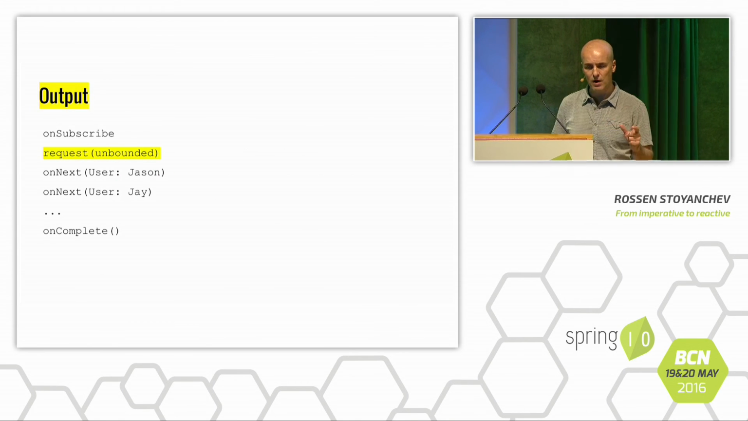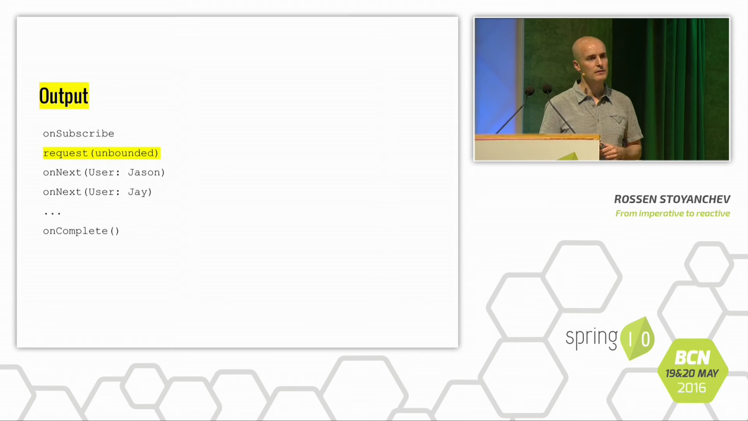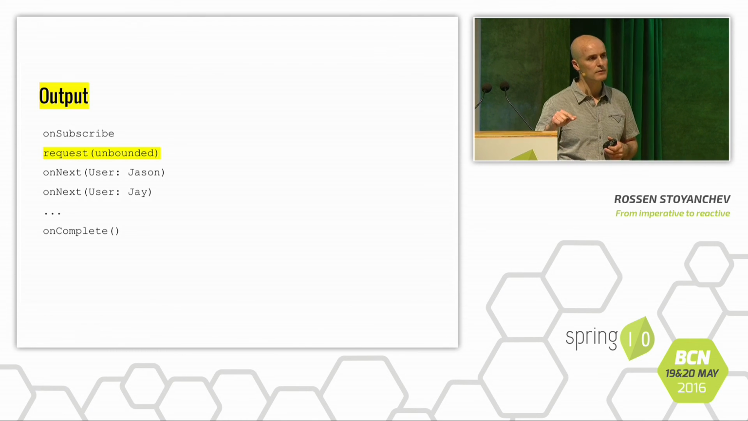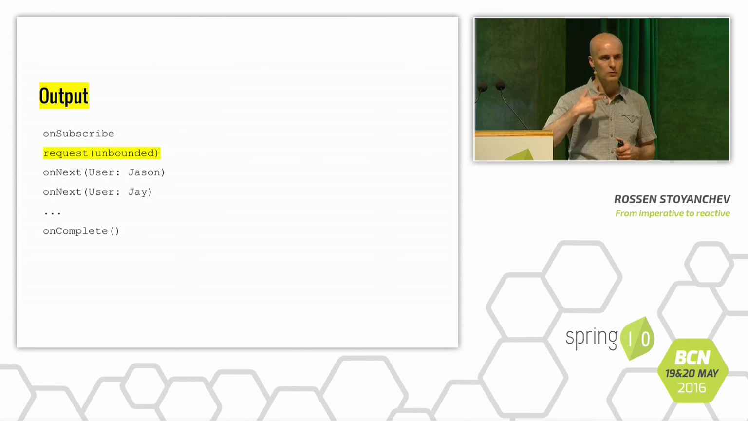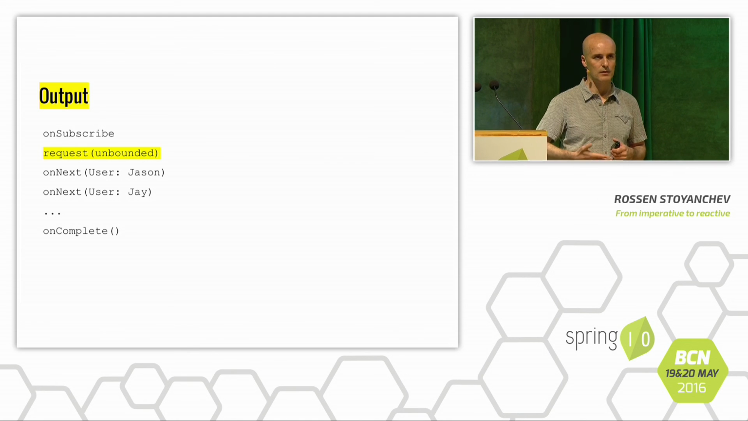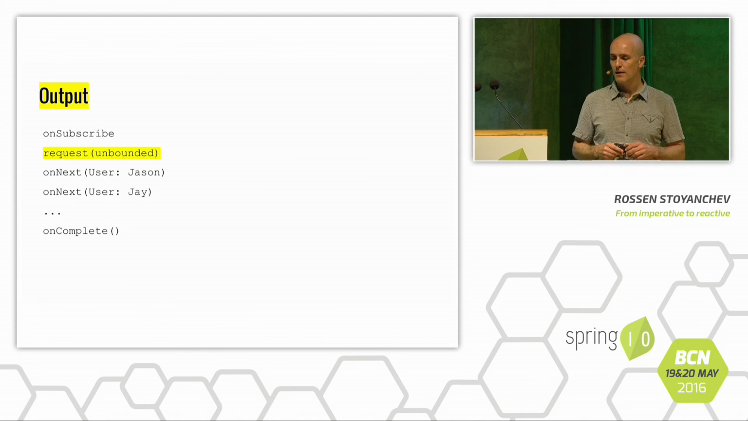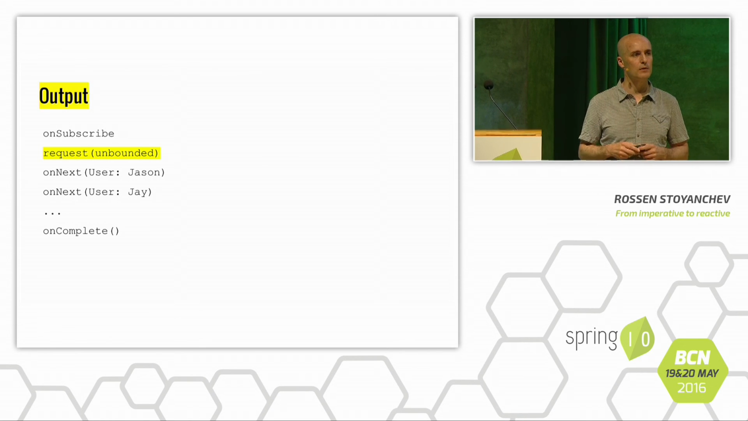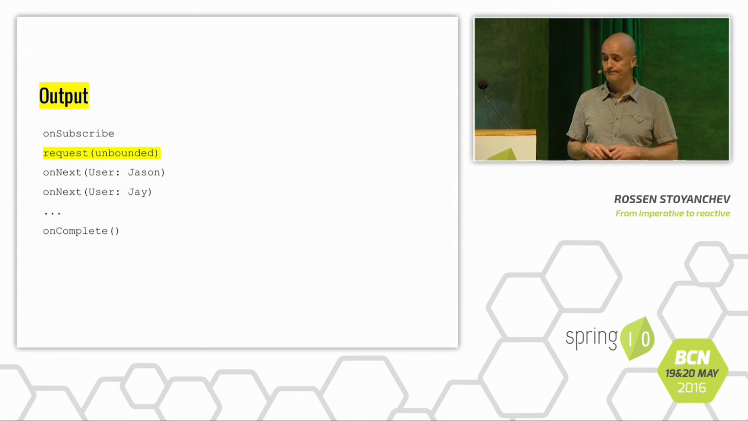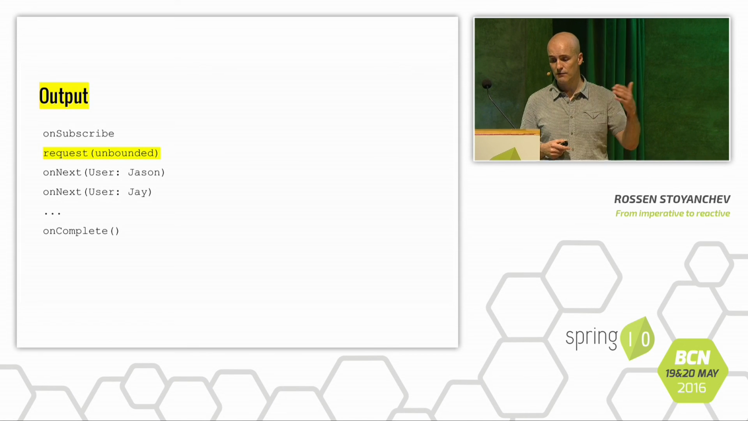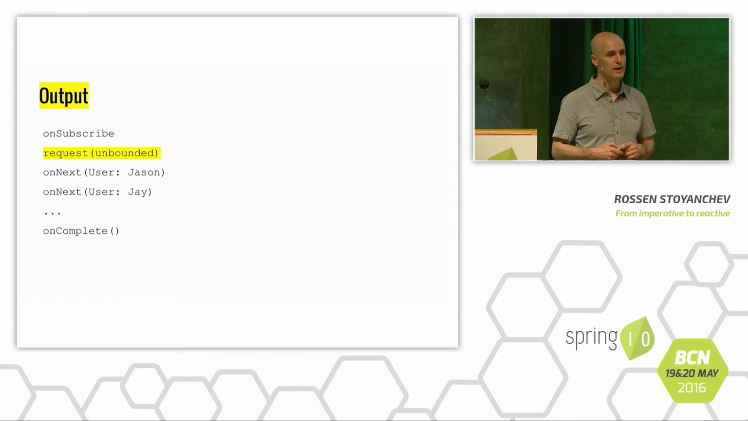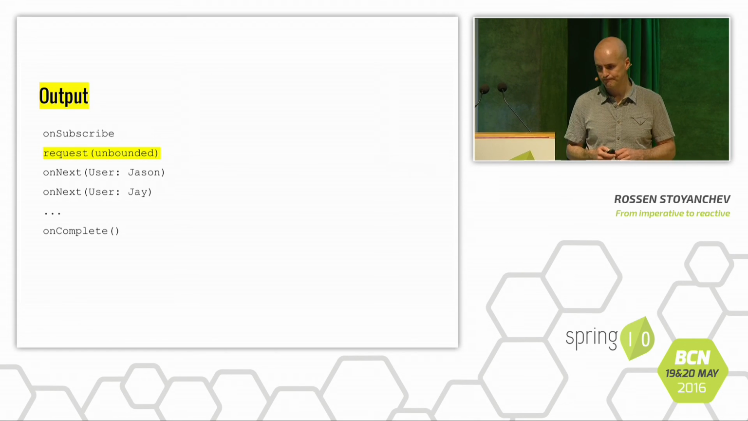Then the subscriber is requesting items, and there's a shortcut if you want all the data, if you don't want to consume one at a time or things like that. Then you can just give long max value, and that is the signal for give me everything you've got. And in this case, we have one or more users, and then eventually we get a completion notification, and that's the end of that.